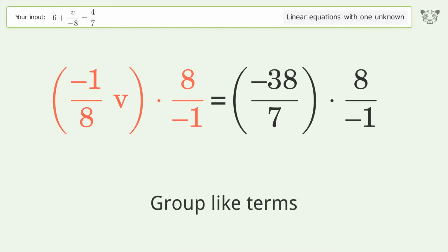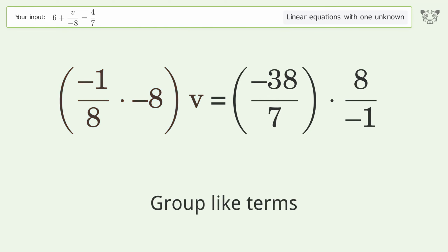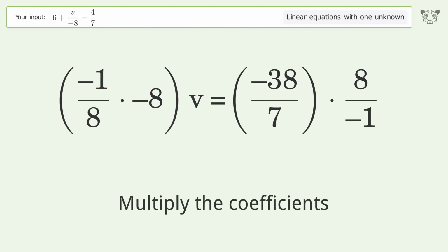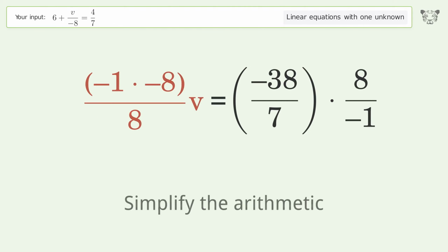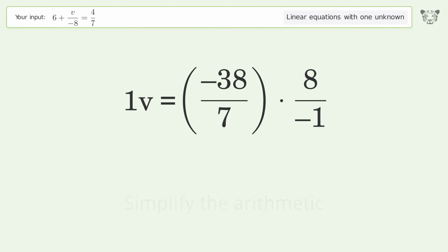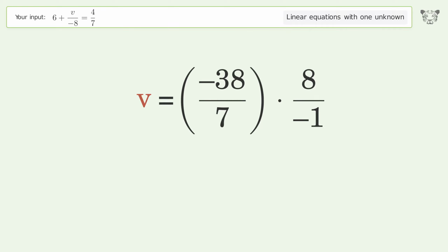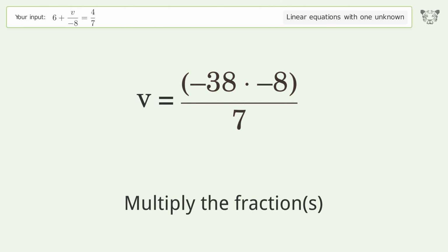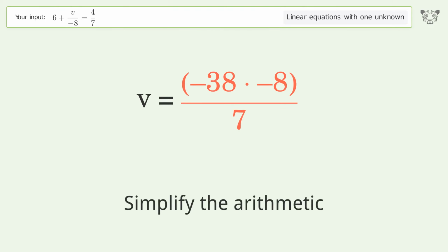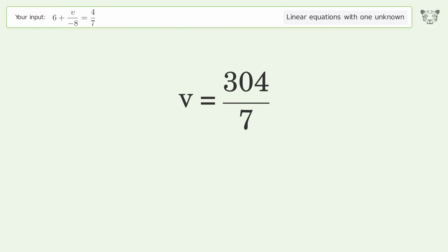Group like terms. Multiply the coefficients. Simplify the arithmetic. Multiply the fractions. Simplify the arithmetic. And so the final result is v equals 304/7.